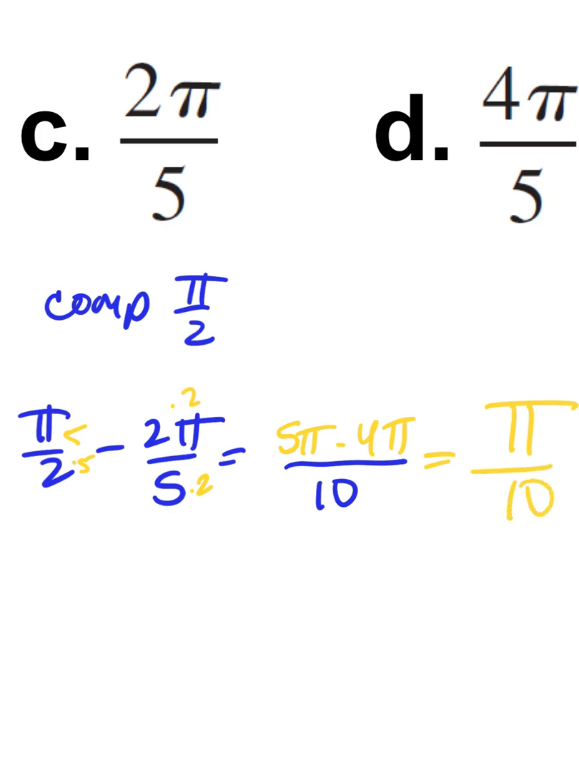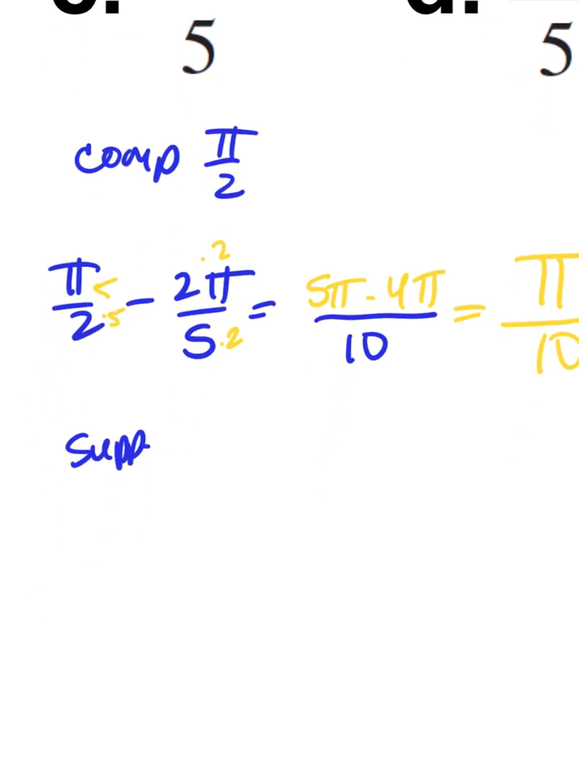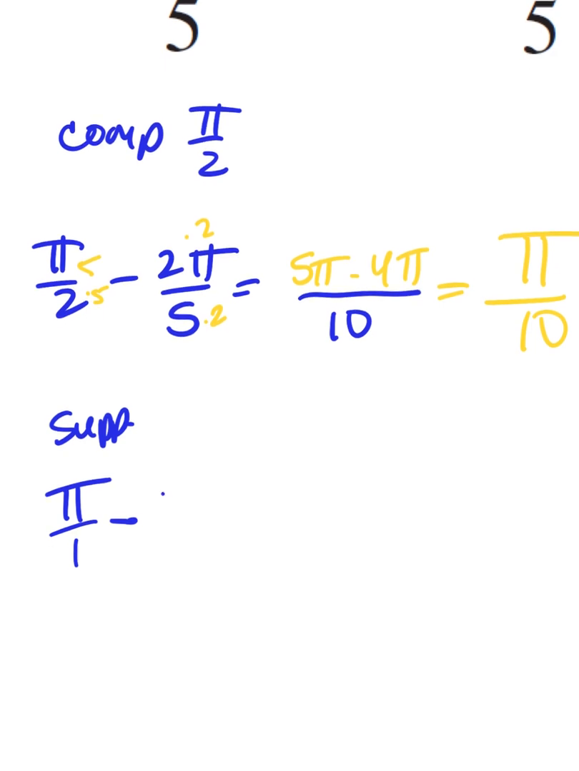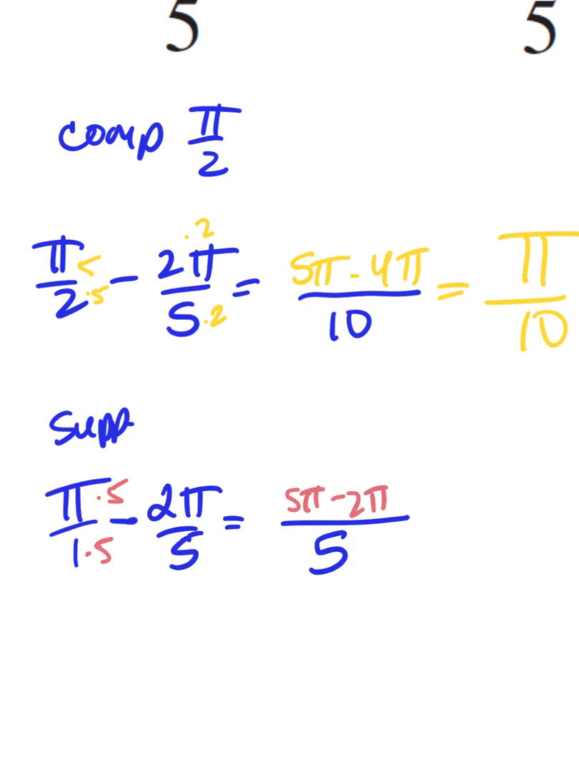So how would you find the supplement? I would do pi over 1 minus 2 pi over 5. Again, we got to get a common what? What's the common denominator between 1 and 5? 5. So if I multiply the bottom by 5, then I multiply the top by 5, correct? So this becomes 5 pi minus 2 pi. What is the supplement? 3 pi over 5.